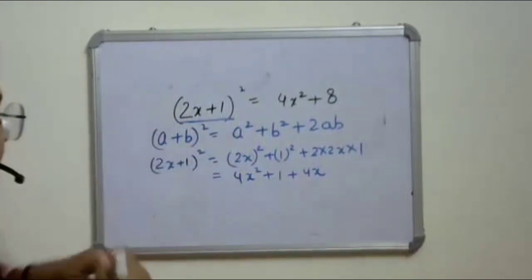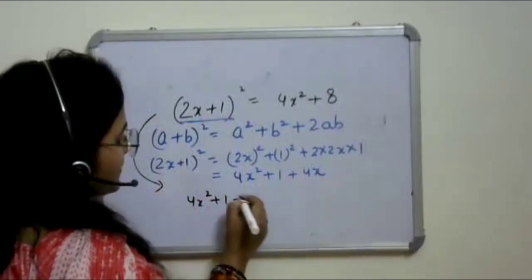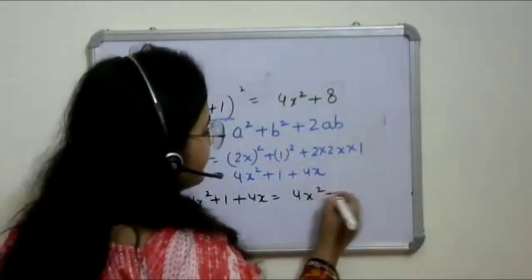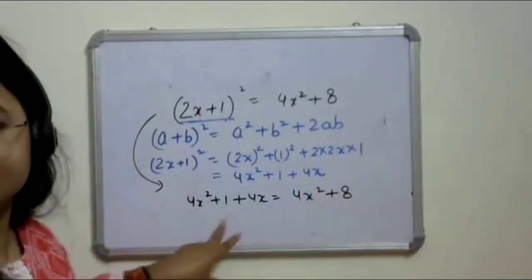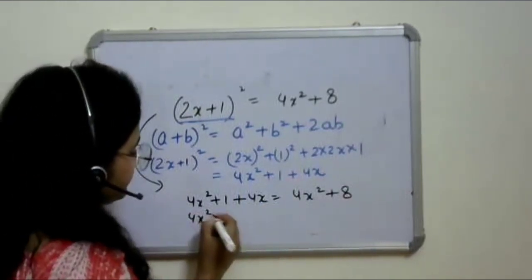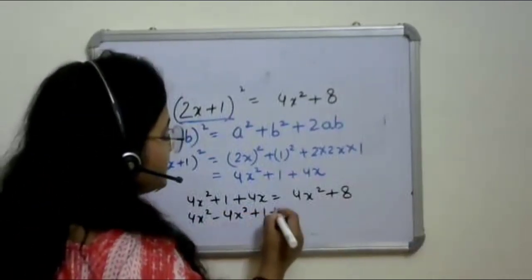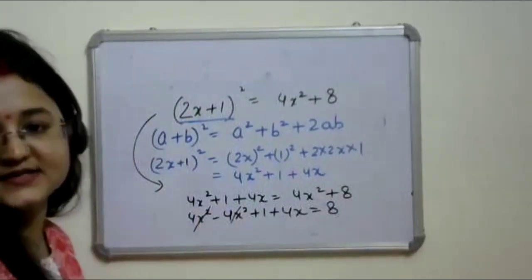So we can write the given equation like this: 4x square plus 1 plus 4x, and the right hand side will remain as it is, 4x square plus 8. Now just see the change. We have like terms, 4x square, both are same. So like terms can be added or subtracted. So we'll make the changes like this, and this 4x square gets cancelled.